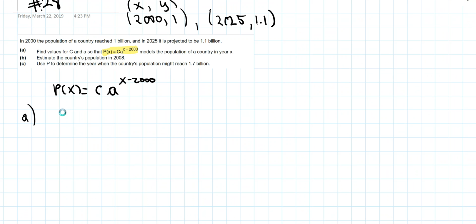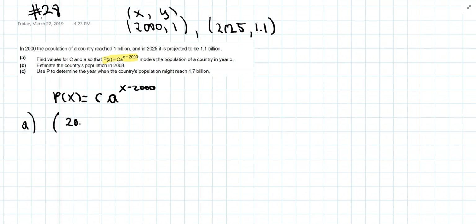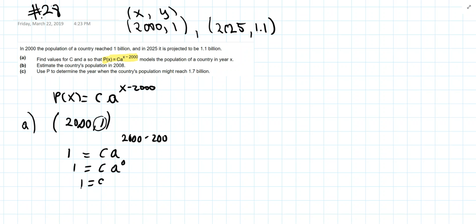Sorry about that. So we are given the point 2000 for X and 1 for the output. So when X is 2000, I'm going to have C times A to the power, instead of X, 2000 minus 2000. The output is 1, so instead of P of X, I put 1, and instead of X, I put 2000. So then 2000 minus 2000 is 0, so I'll get A to the 0. But A to the 0 is 1, so this gives me that C equals 1.